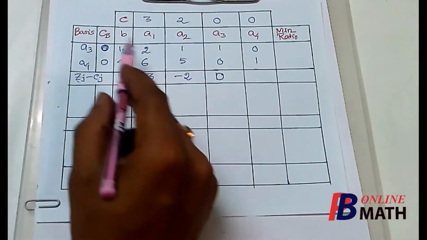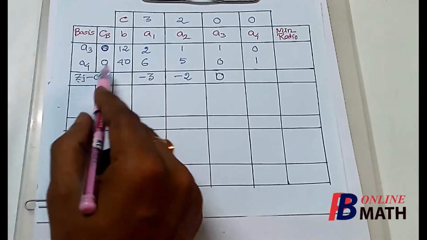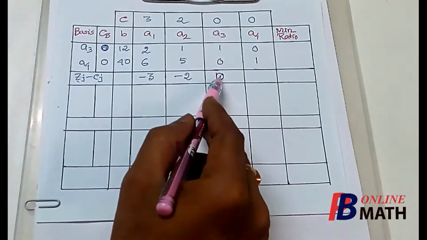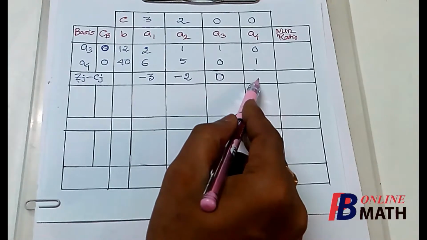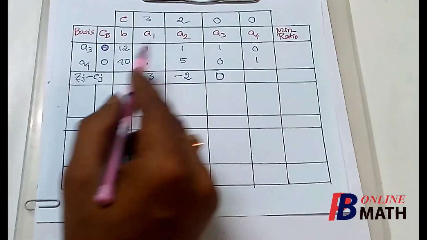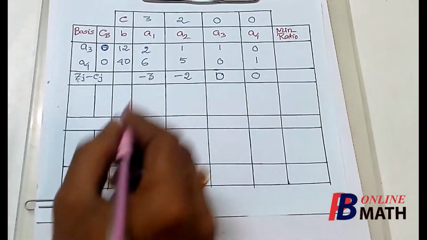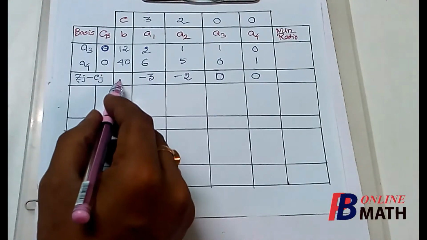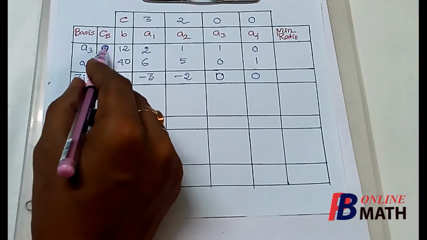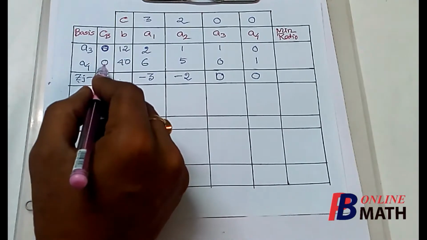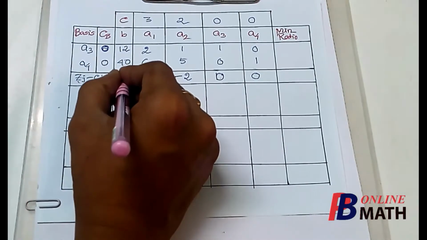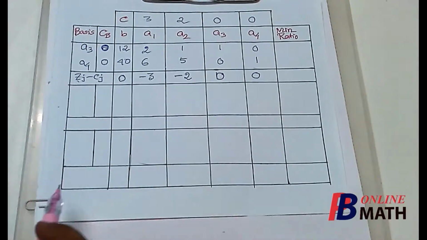For this one, 0 into 1 plus 0 into 0 minus 0, which is 0. And finally this value will be 0 into 0 plus 0 into 1 minus 0. So this is again 0. And we can compute this value. This is 0 into 12 plus 0 into 40. So it is again 0.